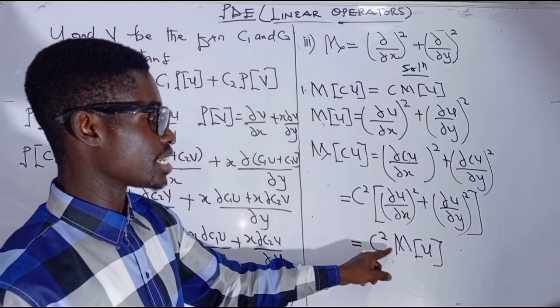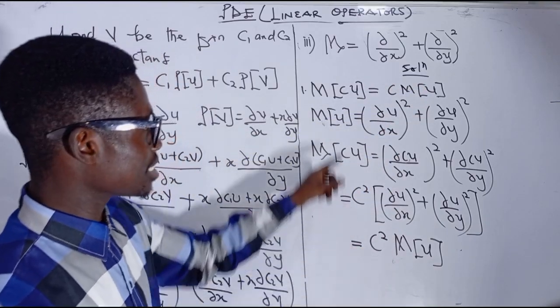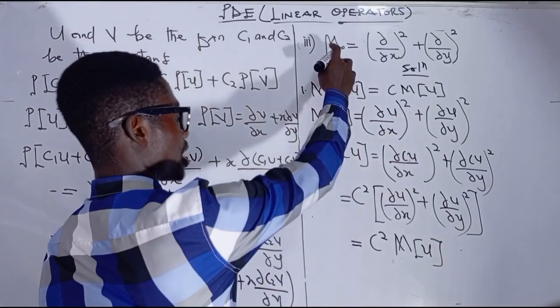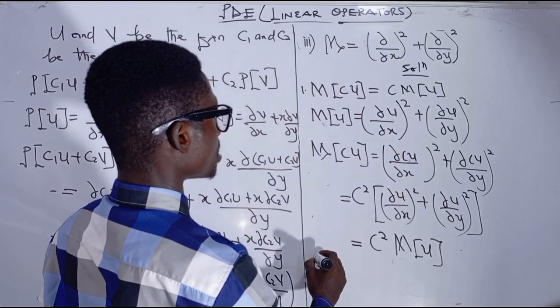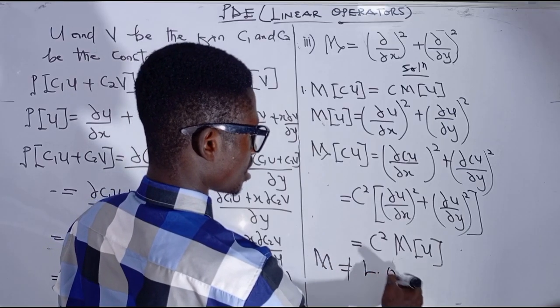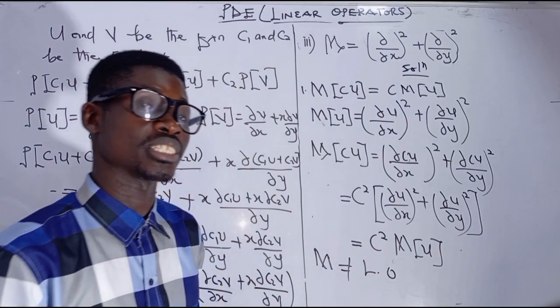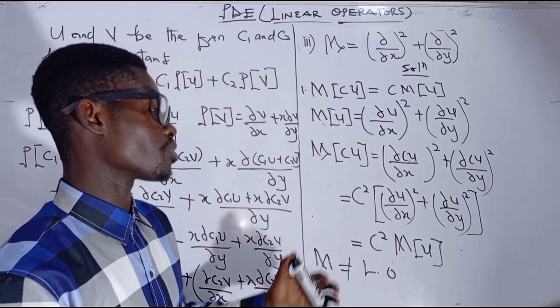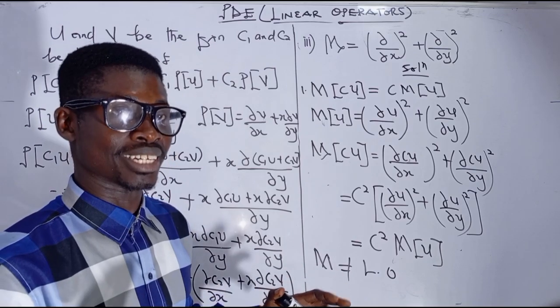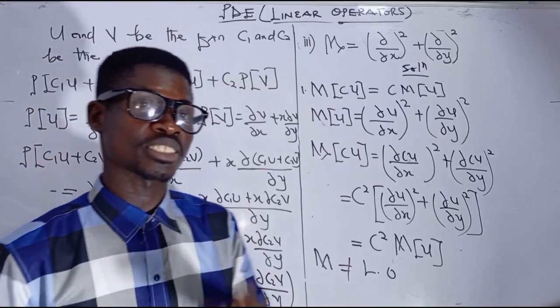Now let's see. We are saying that with the first condition, M of CU should give us C MU, but it is giving us C squared MU. So we can see that this is not giving us this. So this operator is not a linear operator. The M is not a linear operator because the first condition has failed. If the first condition fails, there's no need for you to go to the second condition. Then you are done. Very, very easy and simple.